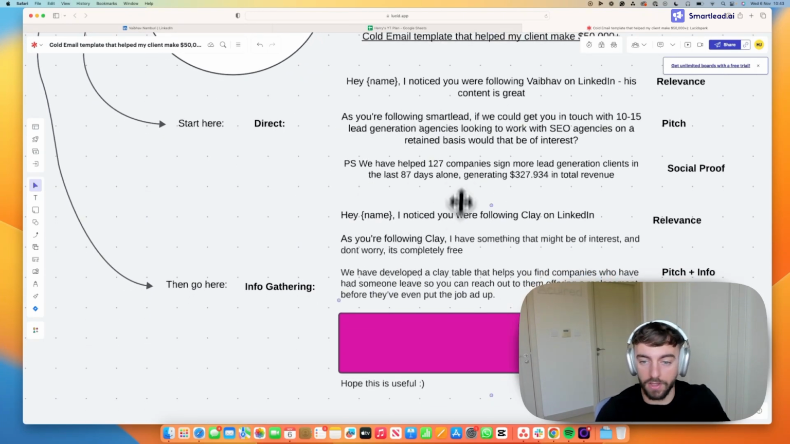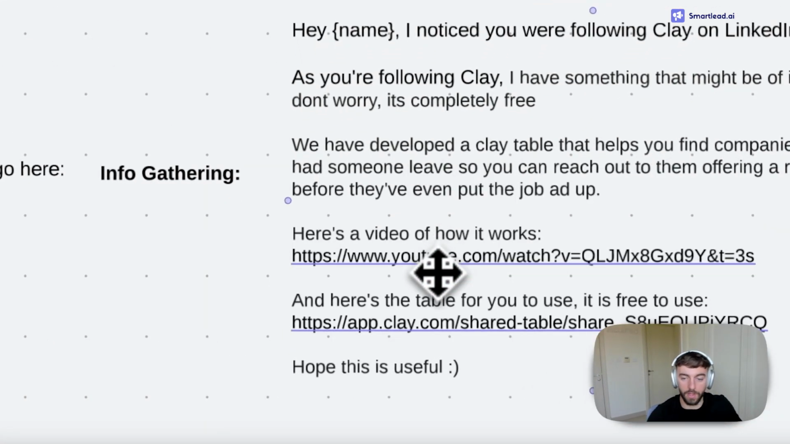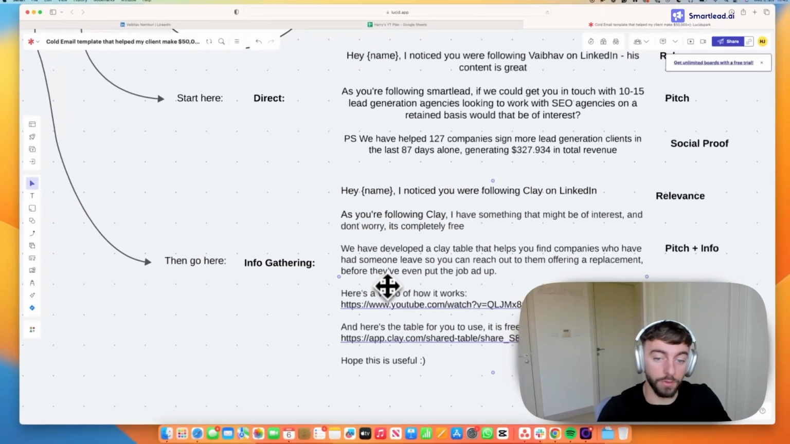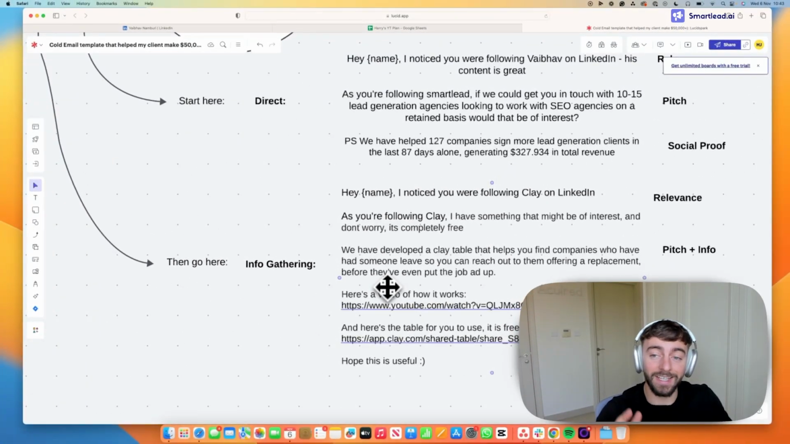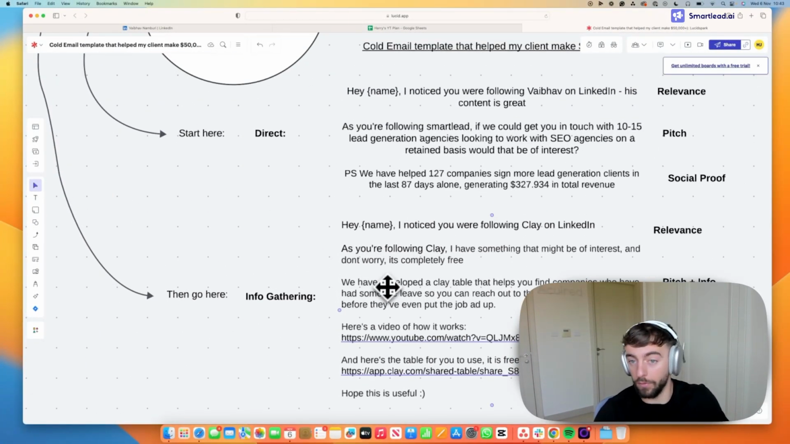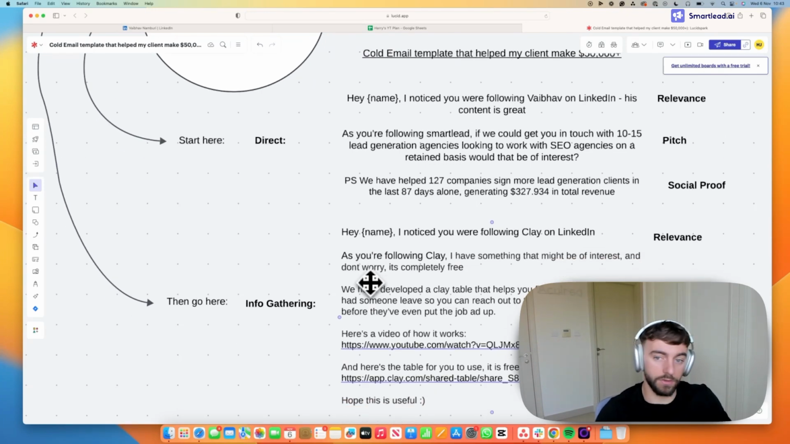So you see the difference here. This message is much more indirect and less salesy, but it has way more value, because we basically just provide the value to them. Here's a video of how it works, and here's the table that you can use for free, right? So we're giving them tons of value.